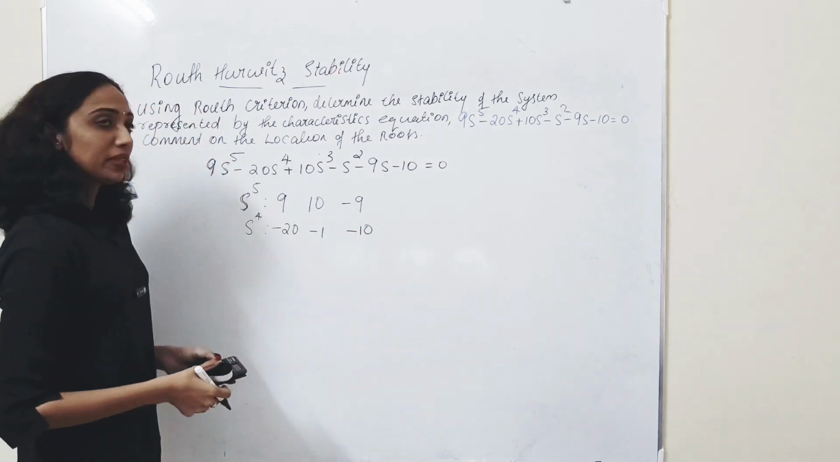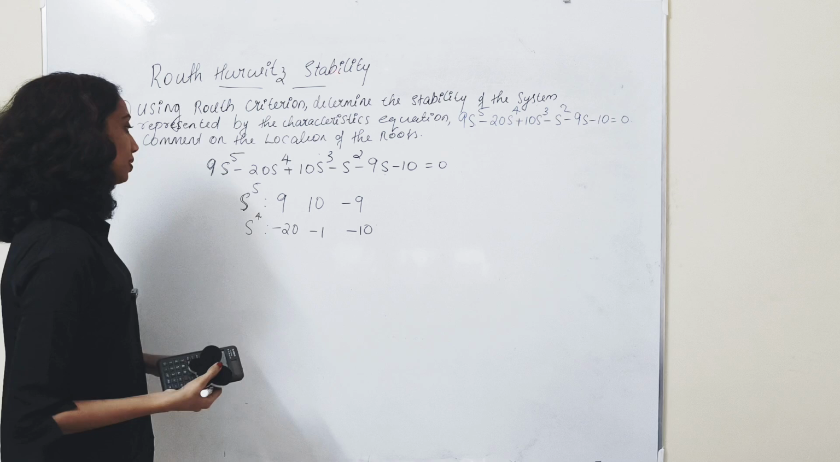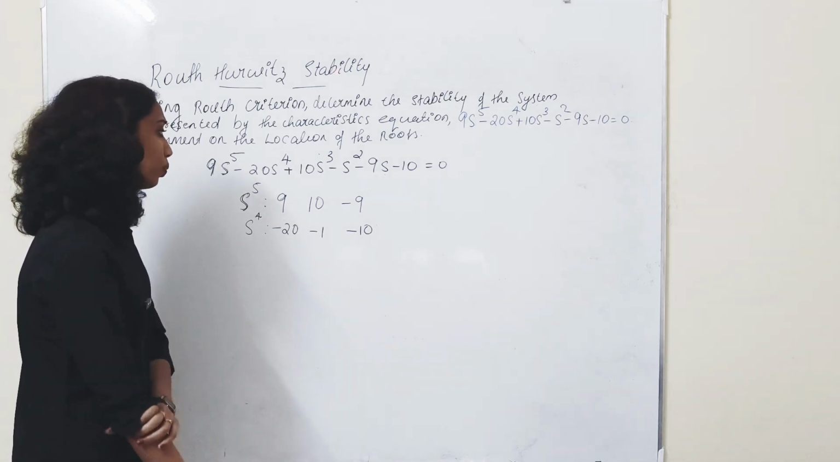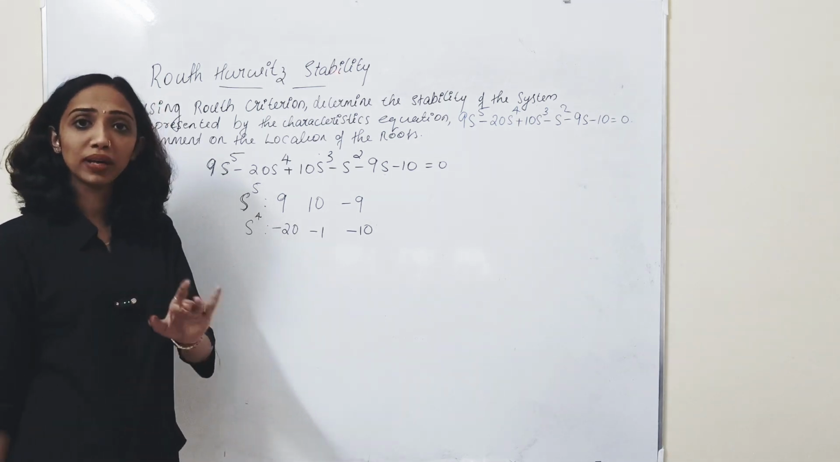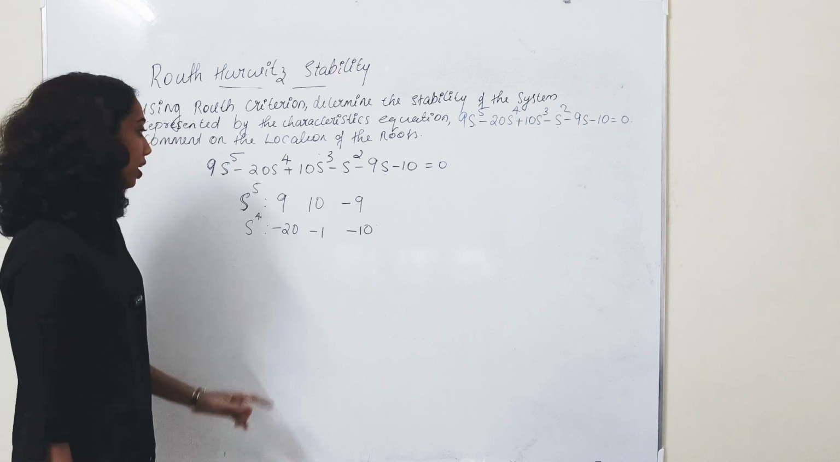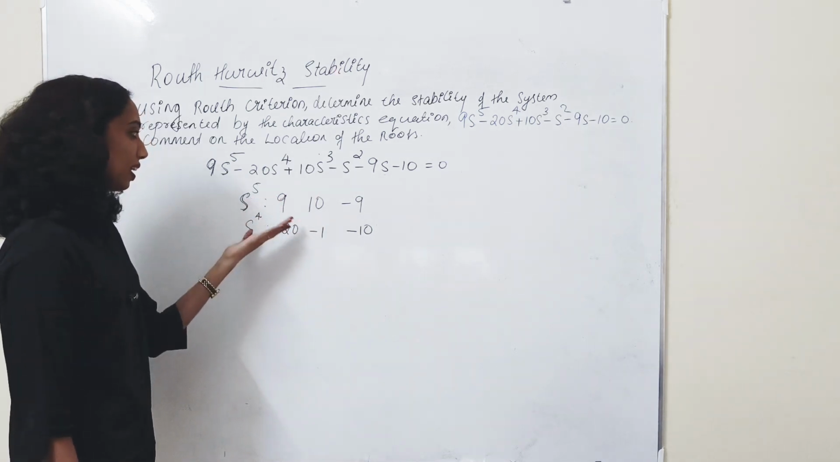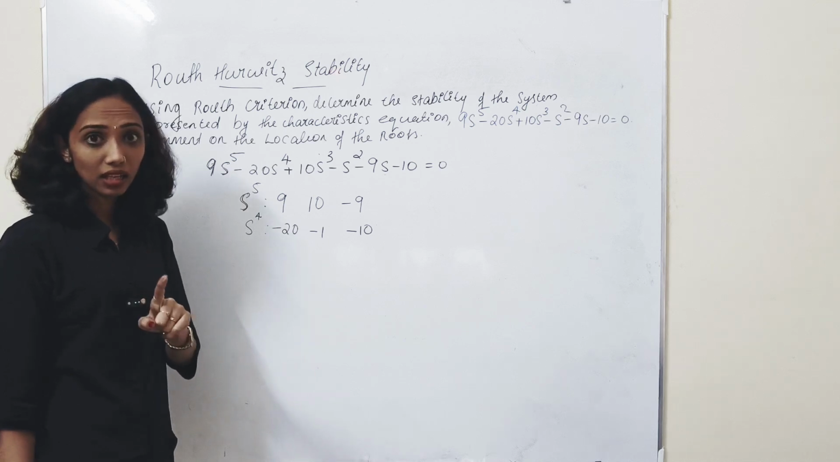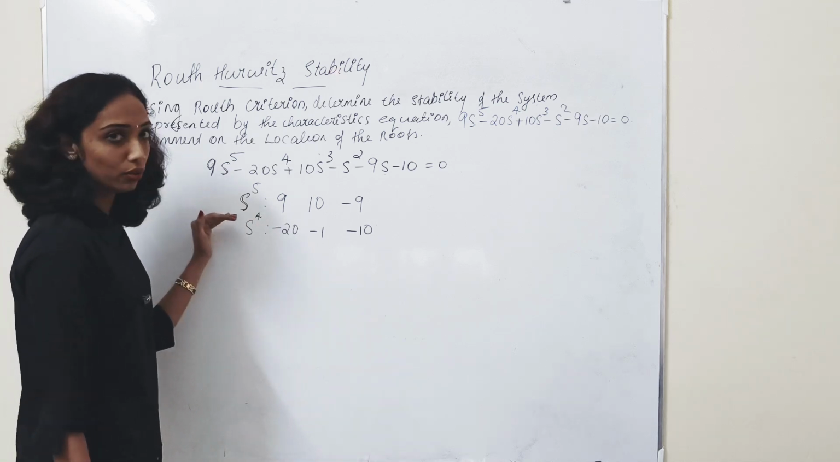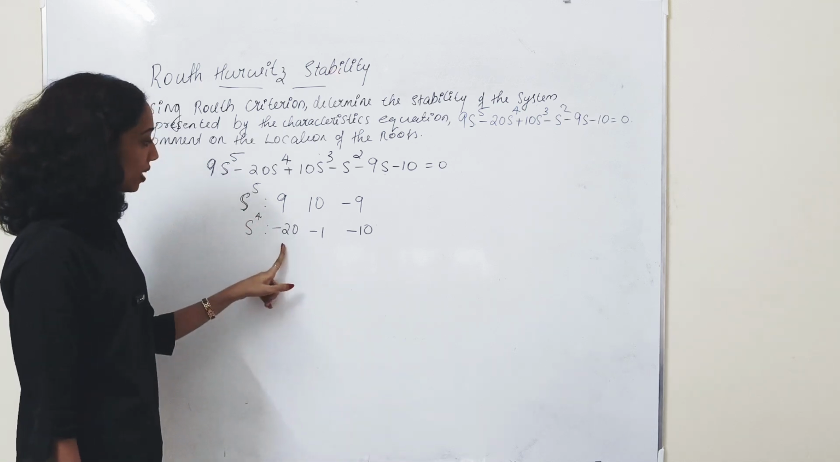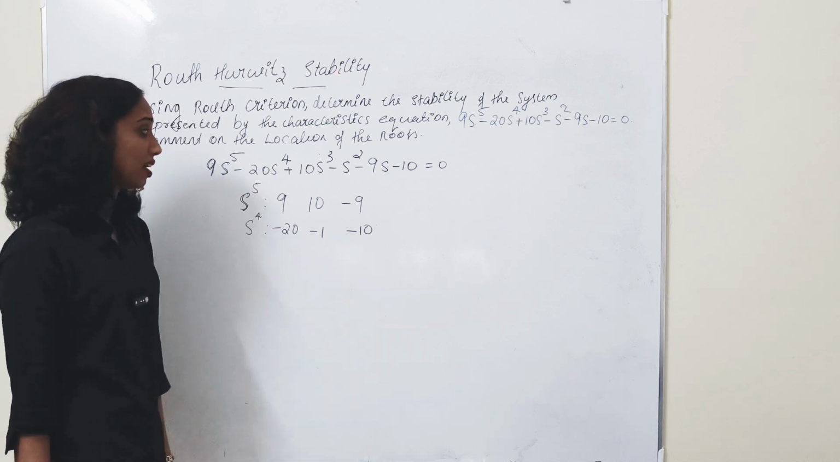Then the next step is the proceedings. In this, you have to check whether any row is divisible by any particular number. Okay, in this s raised to 5, we have 9, 10, minus 9, and 9 and 10 are not divisible by any one number, so we can't do that. Then s raised to 4 is again minus 20 and minus 10.